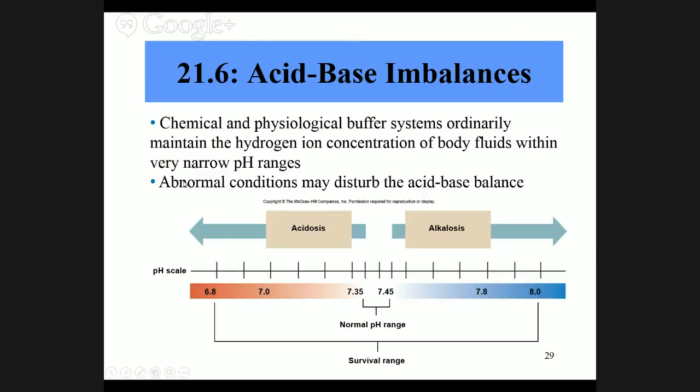So you have low pH, more acidic; high pH, more alkaline. Higher hydrogen ions, lower pH, more acidic. Lower hydrogen ions, higher pH, more base. So it's an inverse relationship between the hydrogen ion concentration and pH level. You can survive between 6.8 and 8. A normal pH is between 7.35 and 7.45.